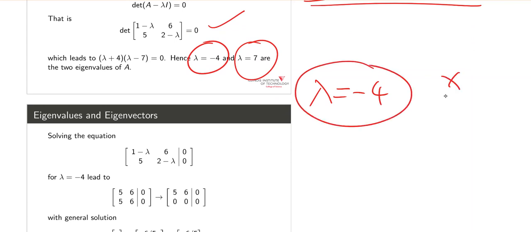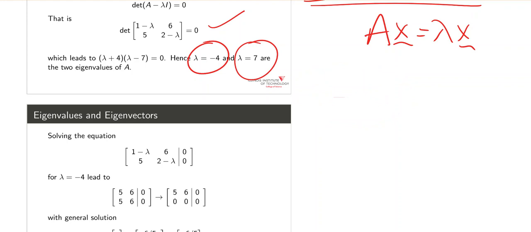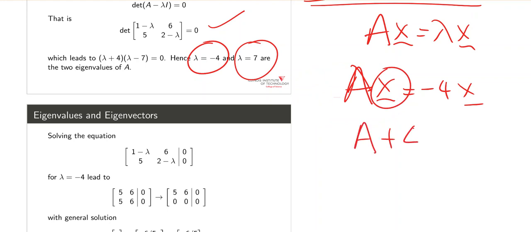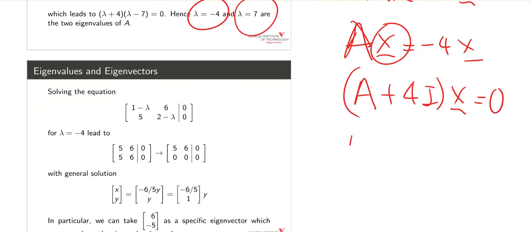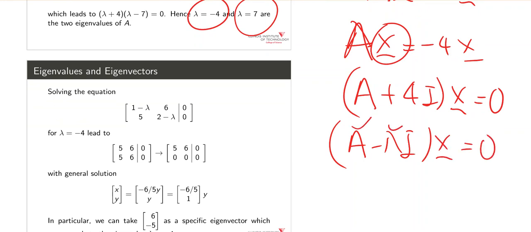Now, how do you find the x then? Remember, we want to find Ax equals lambda x. One of the lambdas is going to be -4, as we already know from the example before. So this is -4x. The question is how do we find the x now? It is basically the same as trying to solve a system of equations, where A is known and lambda is known. If you put lambda equal to -4, you will have 5, 6, 5, 6, and you want to solve this. So you want to find the x.